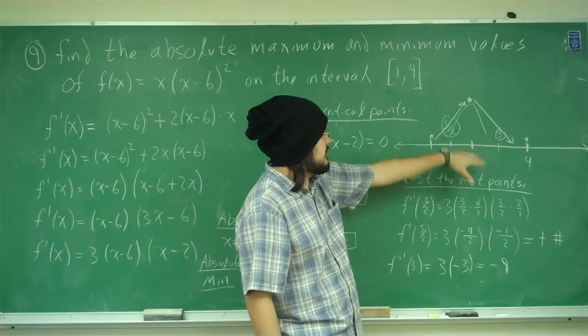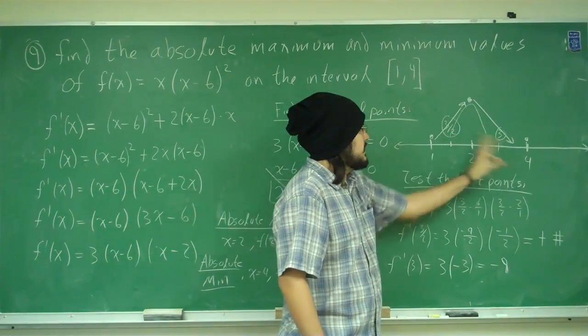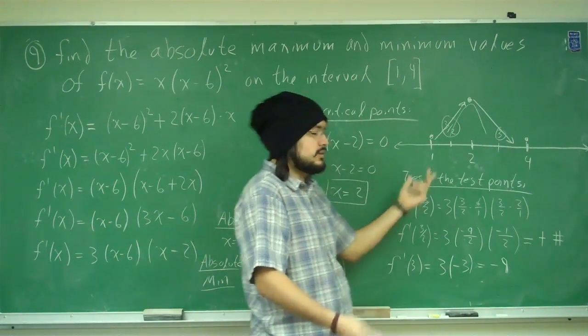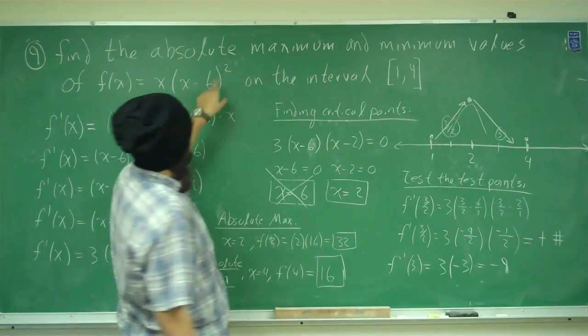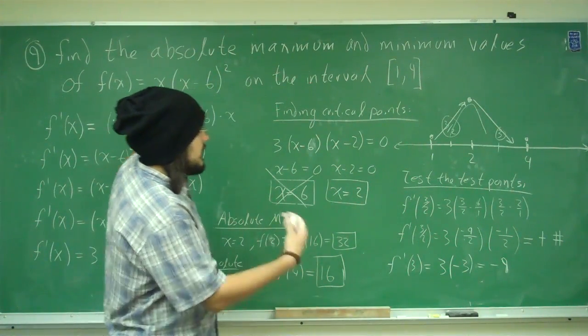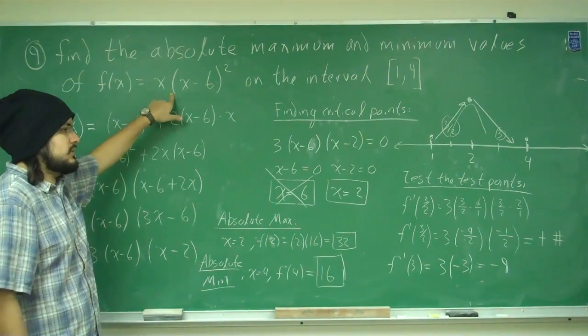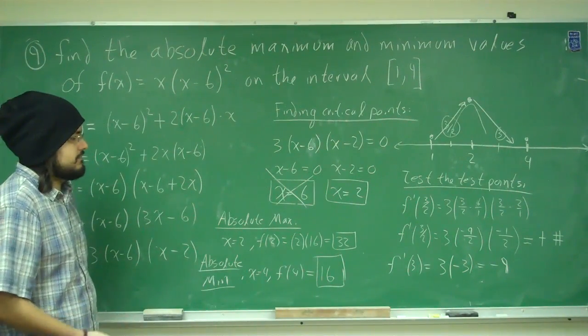In this case, we have a max here at 2. We have 2 possible mins, but we want to find which one is absolute. In order to find which is absolute, compare what f of 1 is equal to and what f of 4 is equal to, and look at the lowest one. In this case, 16 was the lowest one. So we have that, and that's it.